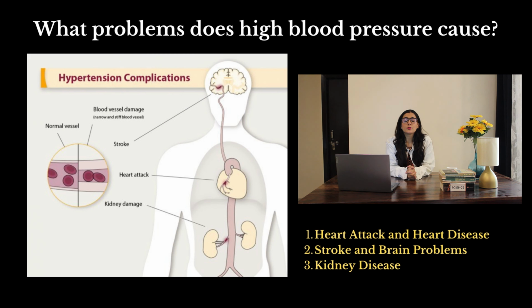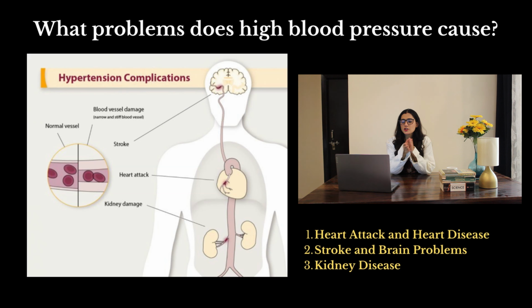Now let's talk about what problem high blood pressure actually causes. So high blood pressure can damage your health in many ways. It can seriously hurt important organs like the heart, brain, kidney and eyes. The good news is that in most cases you can manage your blood pressure to lower your risk for serious health problems.